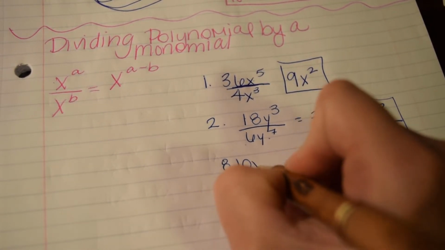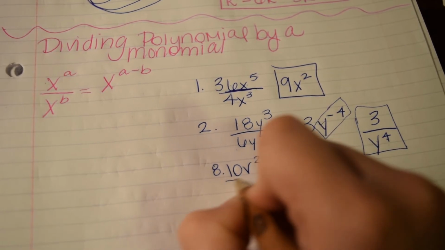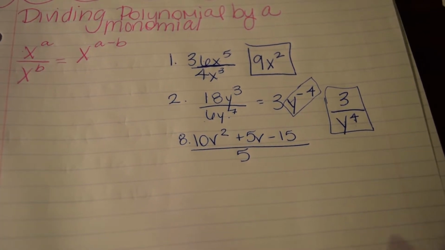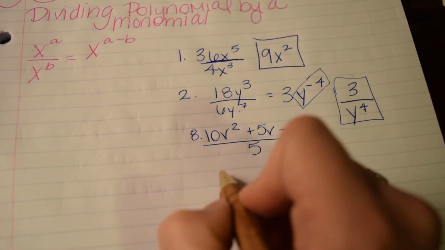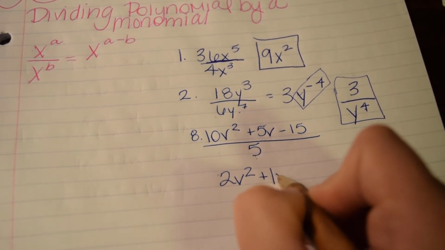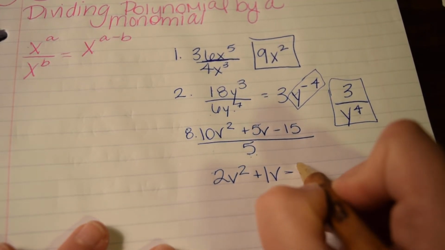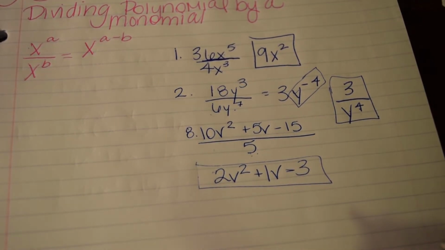It says 10v squared plus 5v minus 15 divided by 5. We've seen this before, but what you have to do is take your 10v squared and divide it by 5. So 10 divided by 5 is 2v squared. 5 divided by 5 is 1, or just v, if you will. Negative 15 divided by 5 is negative 3. So that is our simplified answer. So we're doing everything we know to do, just a little bit unfamiliar.